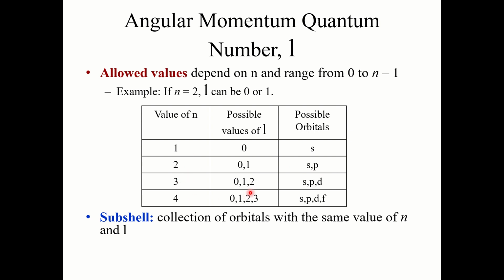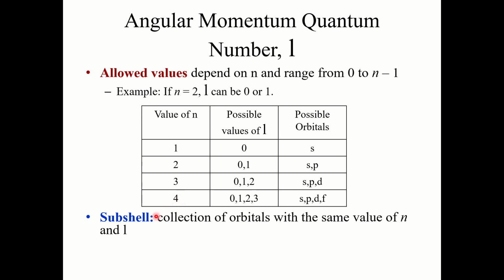When n equals 3, there are three possible values, 0, 1, and 2, which corresponds to s, p, and d. So in the third energy level, there are s, p, and d orbitals. And finally, with n equals 4, L can be 0, 1, 2, or 3, meaning all four types of orbitals can be found in the fourth energy level.